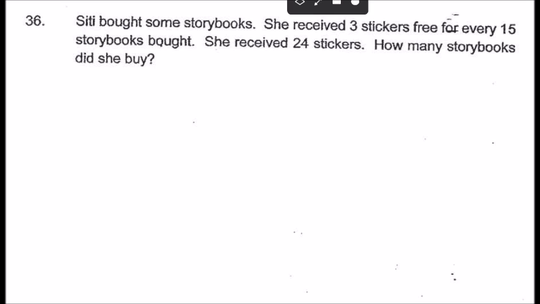Okay. So what we need to do is, Jane, you need to take note. Whenever we have 3 stickers, I will have 15. Sorry, 3 stickers. It comes with 15 storybooks.